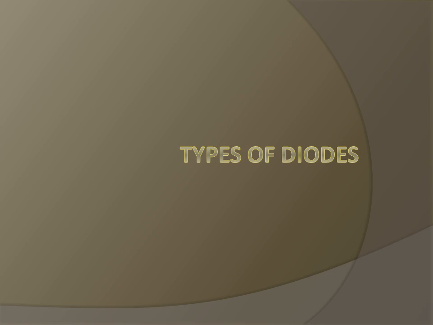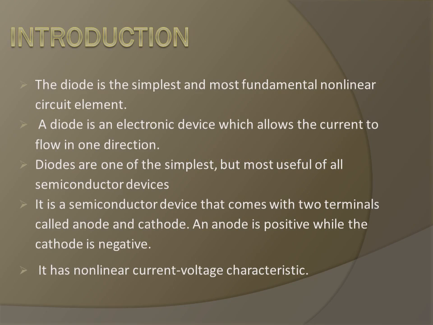Now the discussion is all about types of diodes. Before discussing the types of diodes, we have to know what a diode is. It is a very fundamental nonlinear electrical circuit element, and it allows the current to flow only in one direction. This is the major usage of a diode, and it is a fundamental part of any kind of semiconductor device.